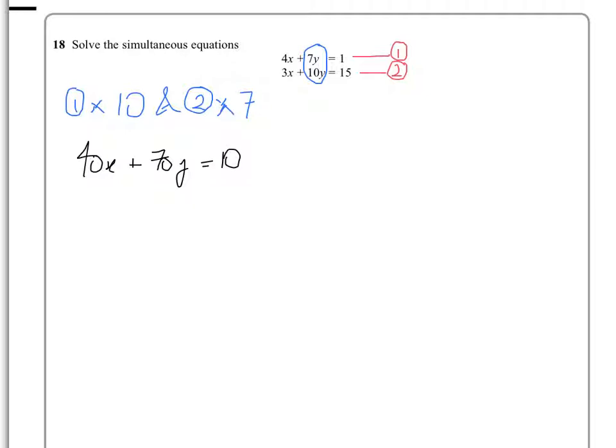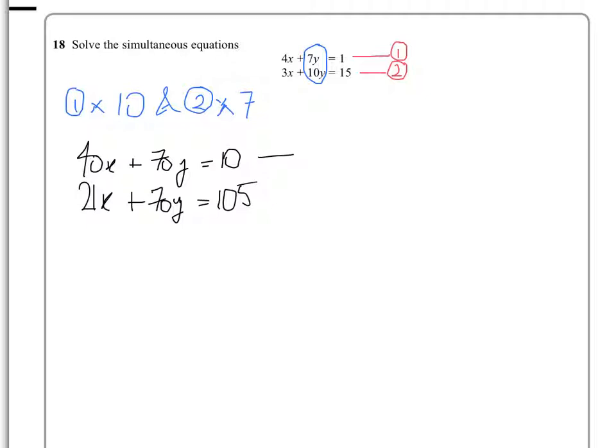The bottom one then we're going to multiply by the 7, so 3x times 7 is 21x, plus 10y times 7 is 70y, and then 15 times 7 is 105.